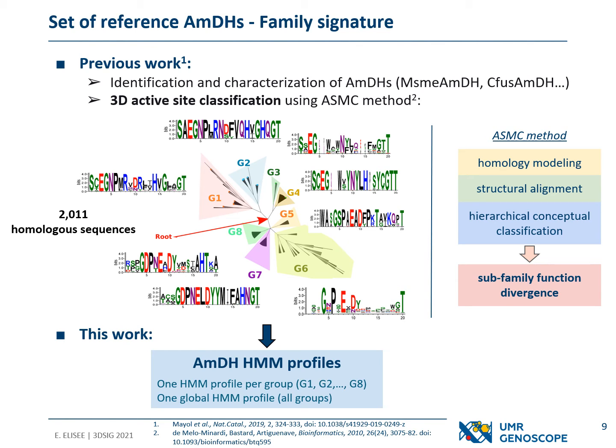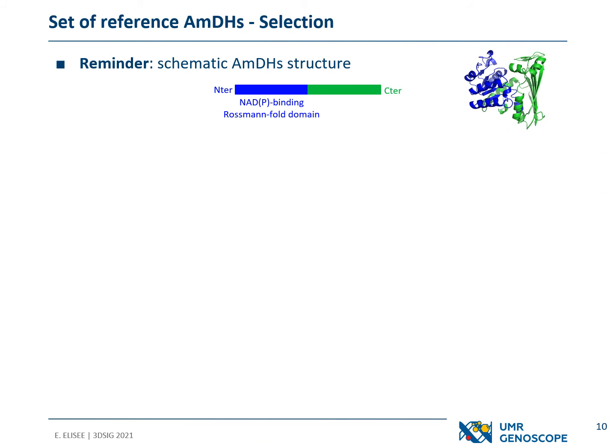Starting from this existing classification, we design HMM profiles based either on each ISMB group, G1, G2, G3, or G8, or on all groups merged together. As a reminder, AMDH structure contains two domains, including an NAD binding domain in the N-terminus. So in order to avoid getting hits due to the NAD domain signature, we decided to screen metagenomic databases with an AMDH HMM profile based only on the C-terminus domain.